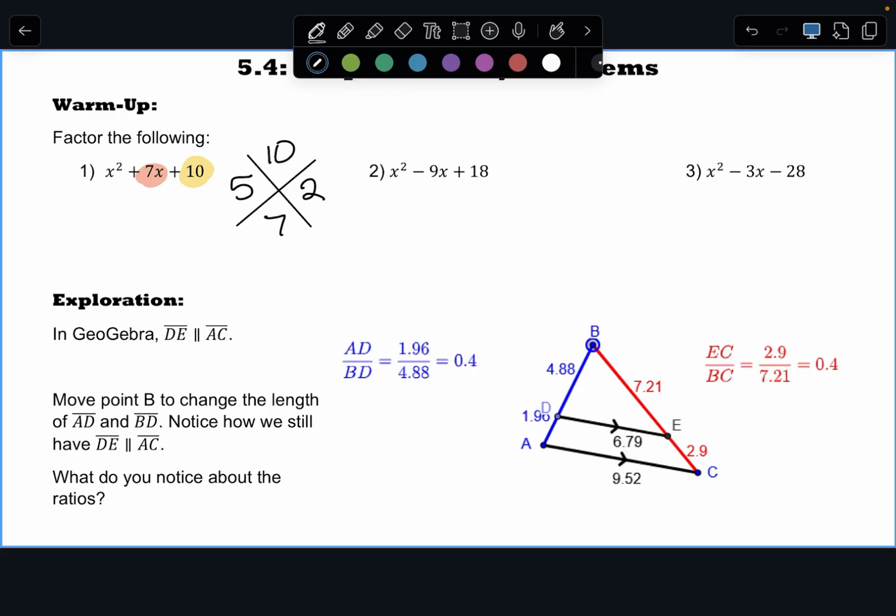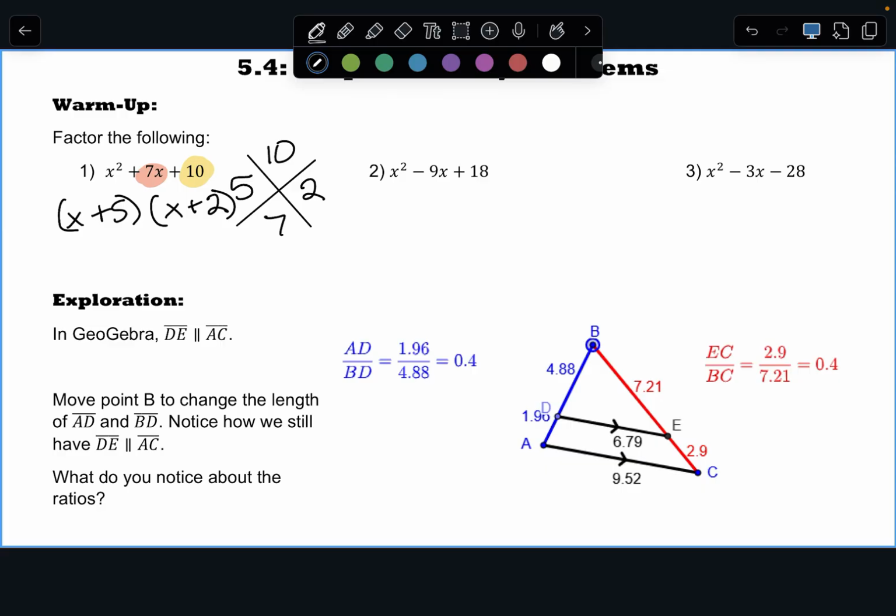Does anyone know what we do with these numbers once we find them in our X? What if I put these parentheses with our variable in it? Now what do I do with those numbers? Yeah, you just add them to your variable. So x plus 5 and x plus 2. I think last year you guys probably called this the X method. It's also reverse FOILing because we could FOIL this back out and get the thing that we started with. Okay?